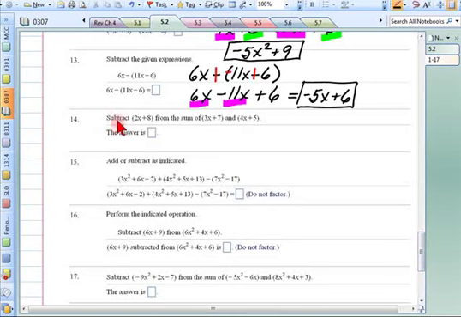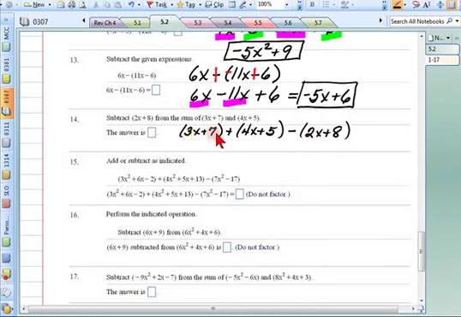Okay, this one says subtract 2x plus 8 from the sum of 3x plus 7 and 4x plus 5. What am I going to write down first? 3x plus 7. Okay, I'm going to write down that this is 3x plus 7 plus 4x plus 5, and that's the sum. And I'm going to subtract from it 2x plus 8. Okay, so first I have to be able to translate, and subtract from says to put this at the back.